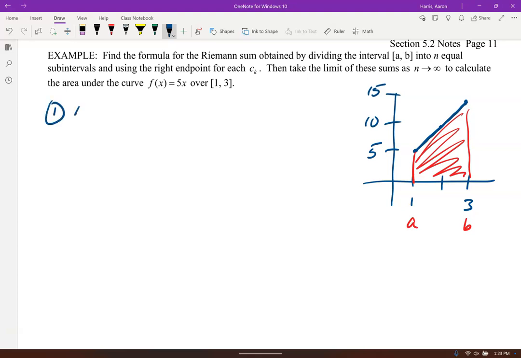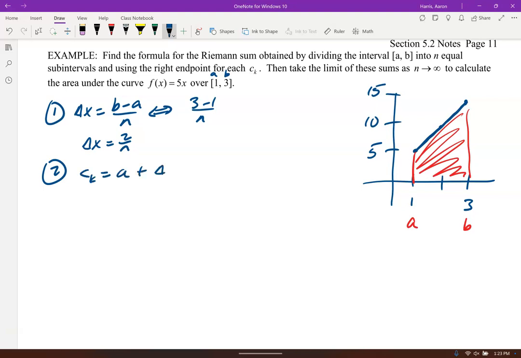Number 1, what's the width of each rectangle? B minus A over N. So in this case, my A is 1, my B is 3, so I've got 3 minus 1 over N. So my delta X is 2 over N. Number 2, each X value would be A plus delta X times K. So that would be 1 plus delta X, which is 2 over N, times K. So my CK is 1 plus 2K over N.